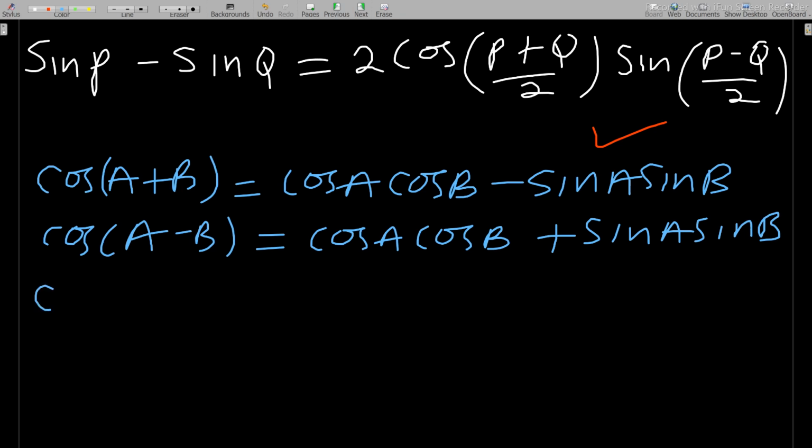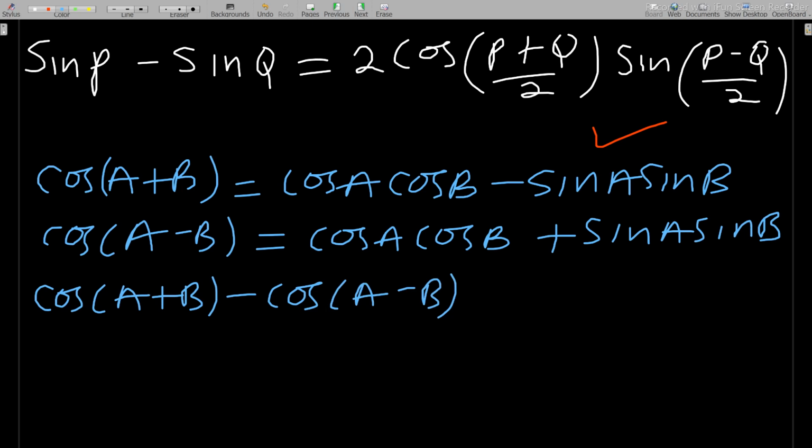Okay, so we have cos of (a plus b) minus cos of (a minus b) is equal to minus sine... So this minus this will give me 0 automatically. You know they are the same, but minus sine a sine b minus sine a sine b. So I have minus 2 sine a sine b. Okay, I hope this is okay.